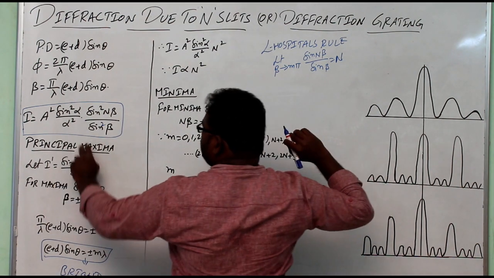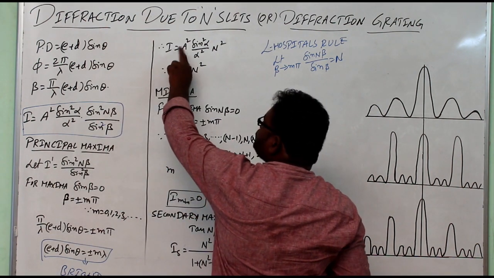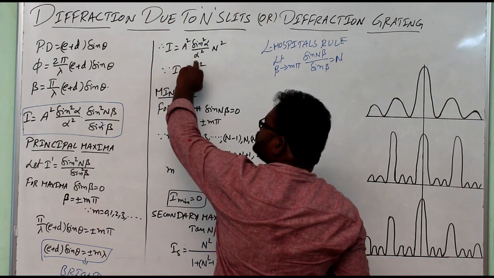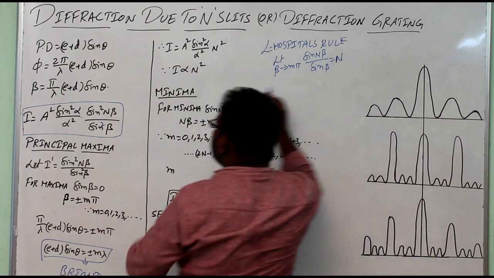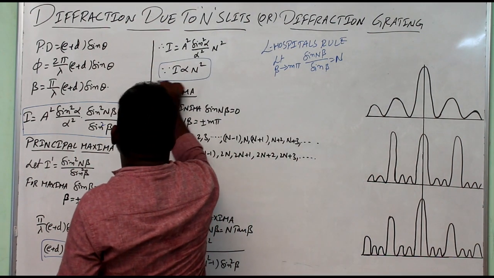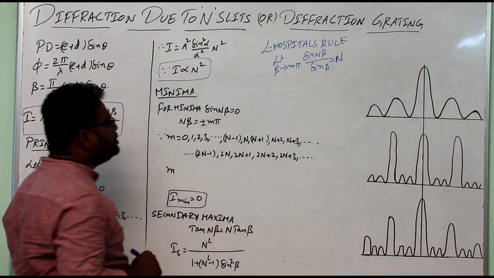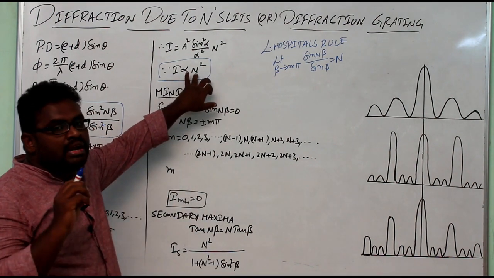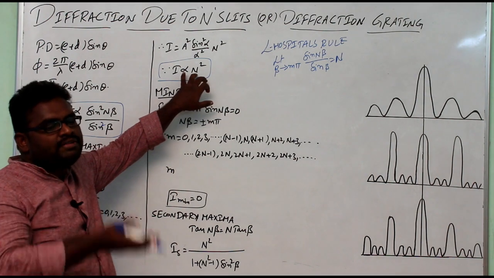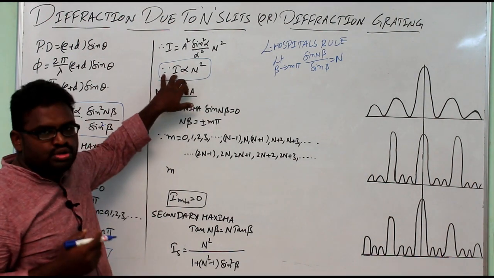So the intensity of principal maxima is I equals to a square sine square alpha by alpha square into n square with the help of L'Hospital's rule. So now your principal maxima intensity is directly proportional to n square, where n stands for number of slits. So as the value of n is more, intensity is also more.